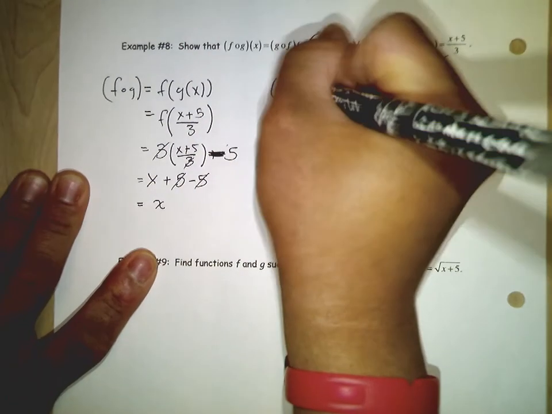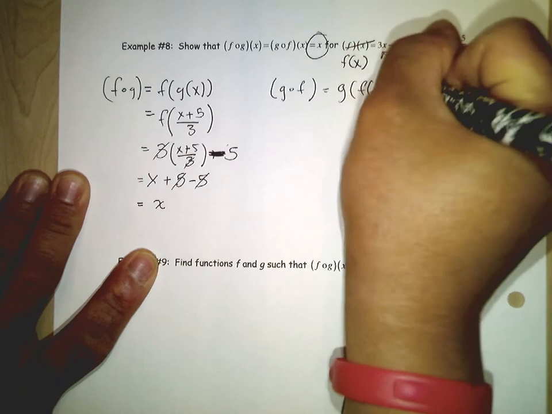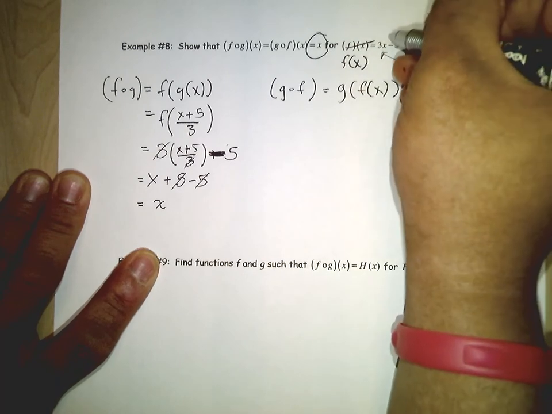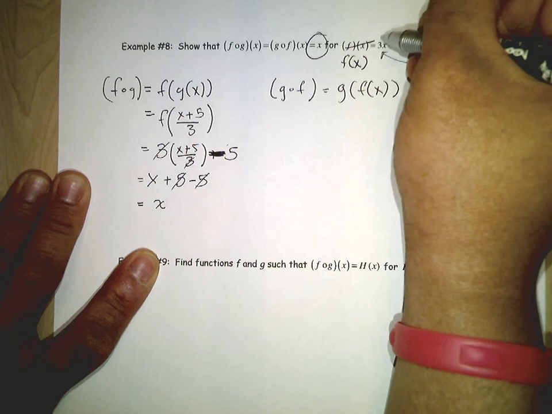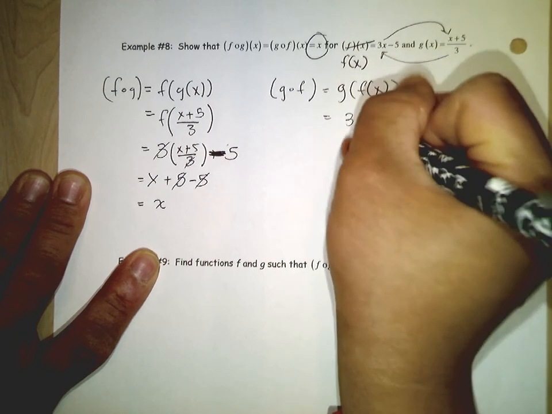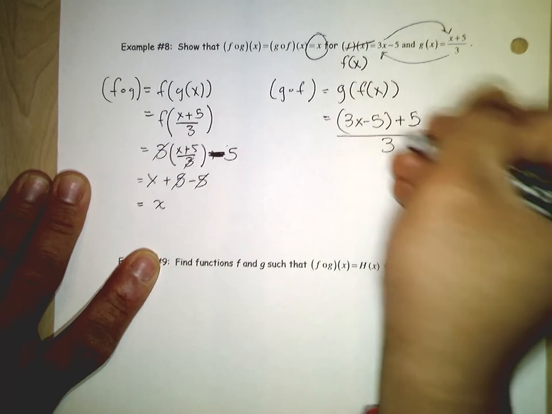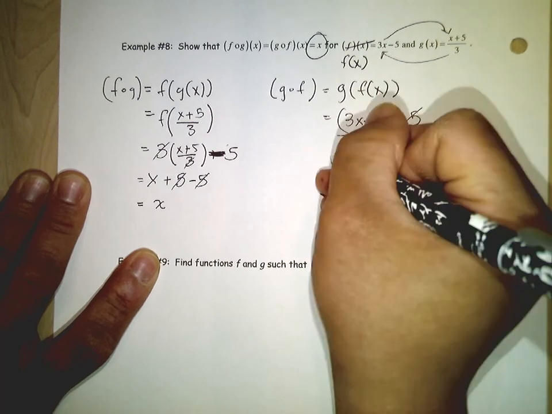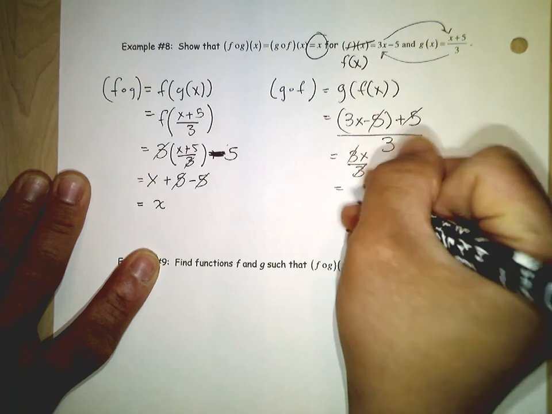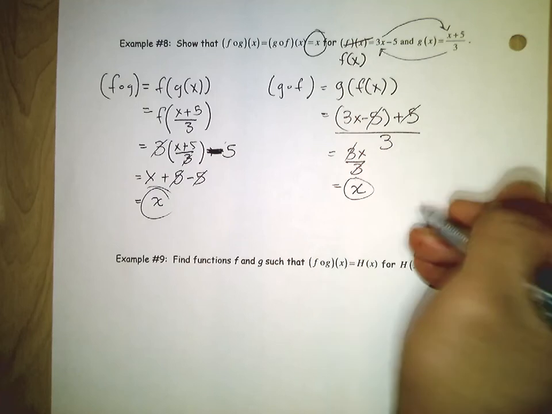Now we have g of f, that's g of f of x. Substitute the f into g, so we have 3x minus 5 plus 5 all over 3. Zero out the 5, so we have 3x over 3. Divide out the 3's, so we have x. So again, these were both equal to x.